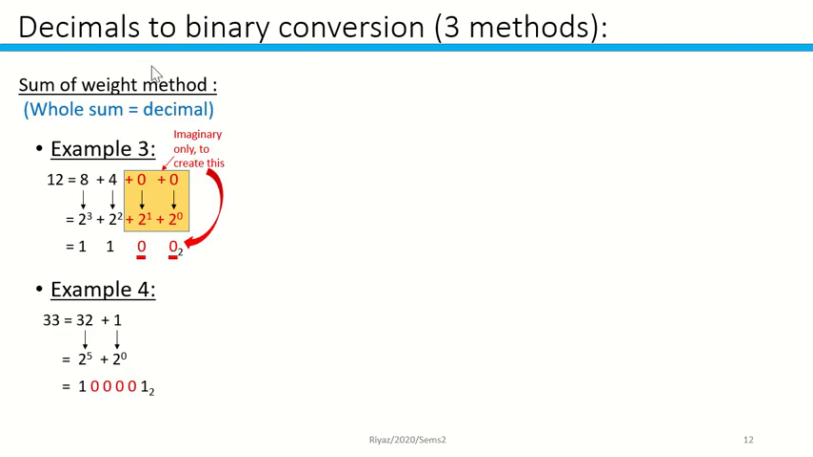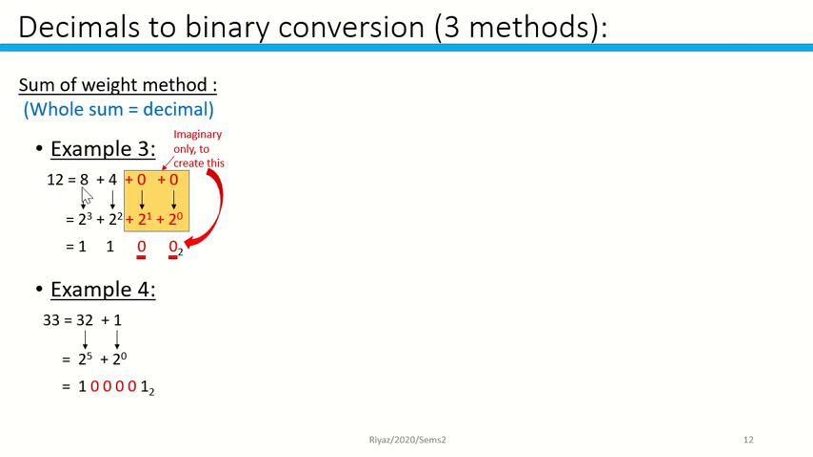So we are going to move on to decimal to binary conversion. There are 3 methods to be used. The first method is the sum of weights method, where you have to know the whole sum, and then convert to the respective binary. For example, number 12. You can break it up to 8 plus 4, and then plus 0 and plus 0. This is the imaginary part, and later on I will explain this in more detail.